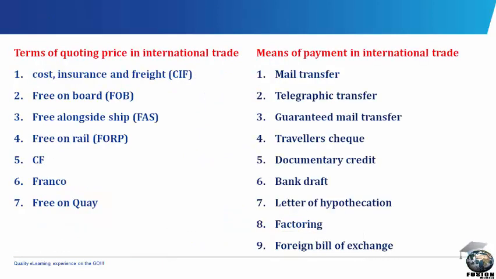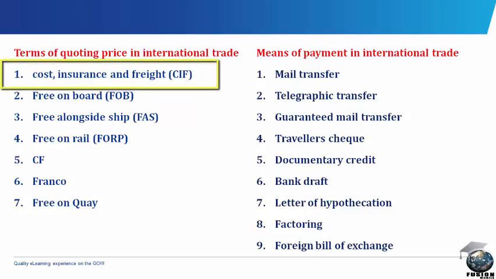Terms of quoting price in international trade. We have the cost, insurance and freight, that is the CIF. We have the free on board, that is the FOB. We have the free alongside ship, that is the FAS, the free on rail, the FOR, the franco, the free on quay.